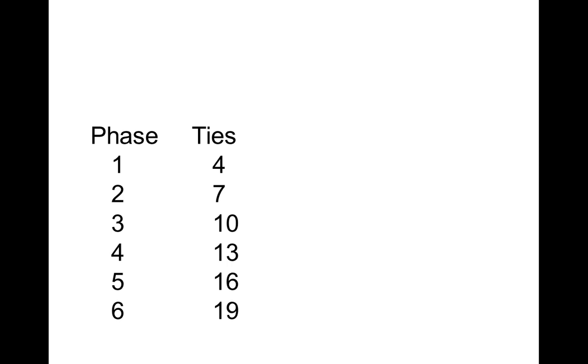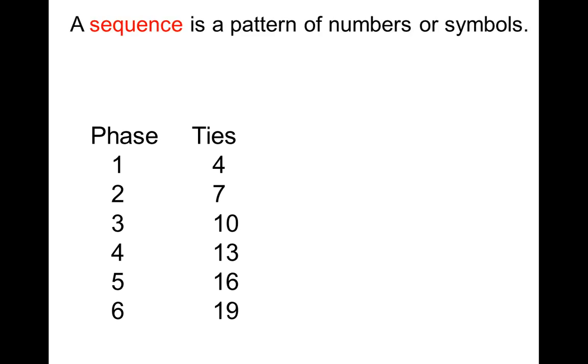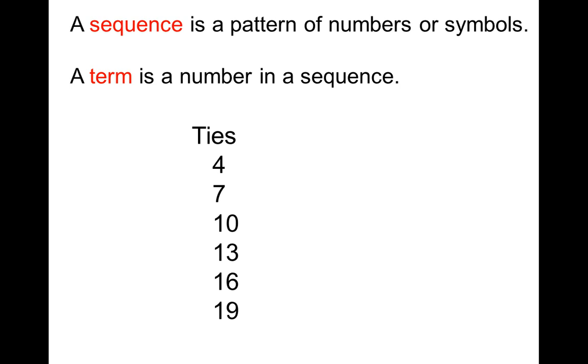Now we're going to take a little closer look at the numbers that we've developed in this table and introduce a little bit of terminology as well. So we could consider the numbers that we see as representing a sequence, because a sequence is a pattern of numbers or symbols. In fact, we're going to look at the numbers in the ties column and look at that sequence of numbers. Each of the individual numbers in that sequence is called a term. So 4 is a term in the sequence and 13 is a term in the sequence.